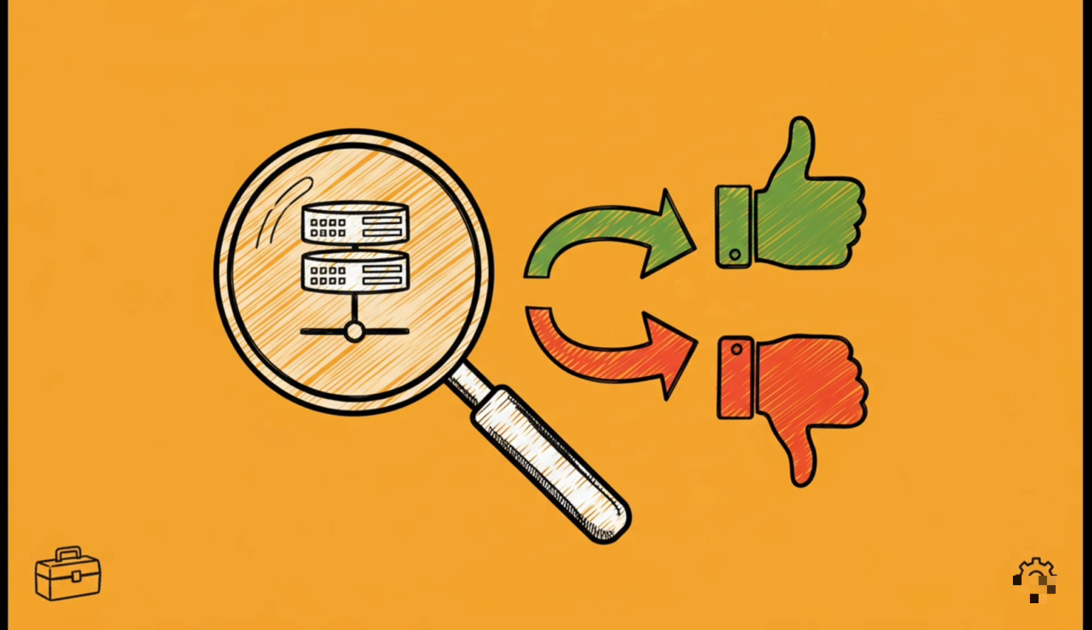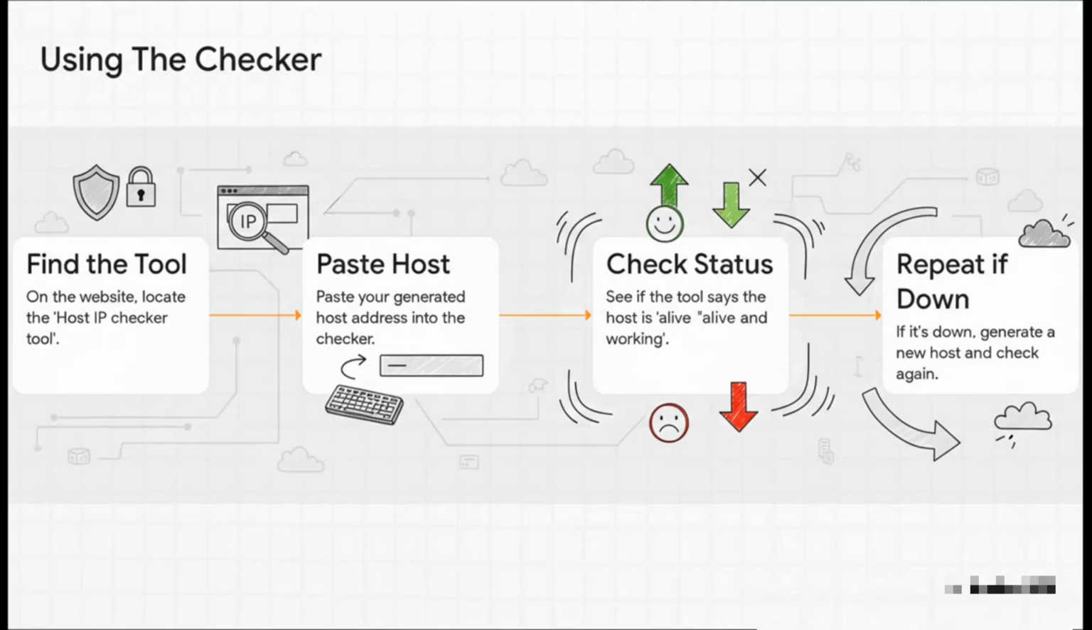So the big question is, how can you know for sure you're not wasting your time with one of these down hosts? Well, the solution is actually built right into the same website we used to get the host in the first place. They have a handy little checker tool. This is super important. Before you even think about pasting that host into your app, find the host IP checker tool on the website. Paste your new host address into that checker. The tool will tell you right away if it's alive and working. If it says it's down, don't even waste your time with it. Just go back, generate a brand new host, and check that one. Keep doing that until you find one that's active.